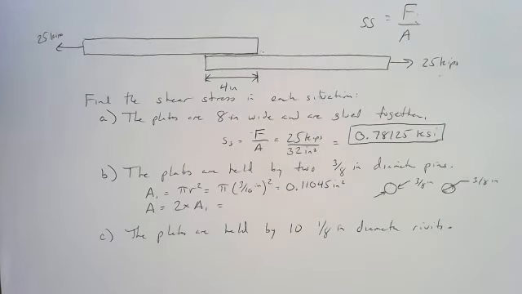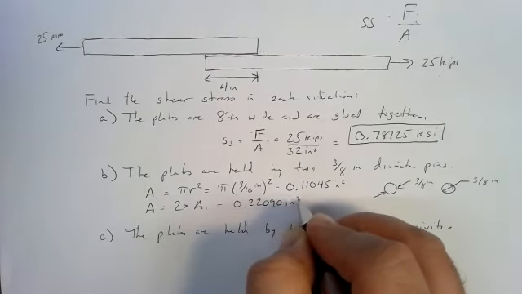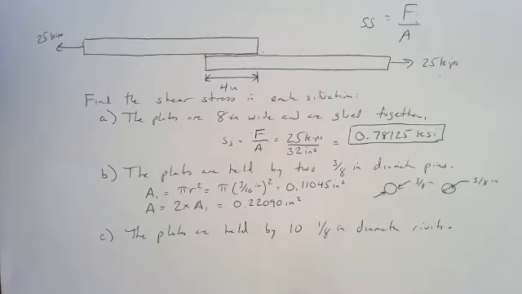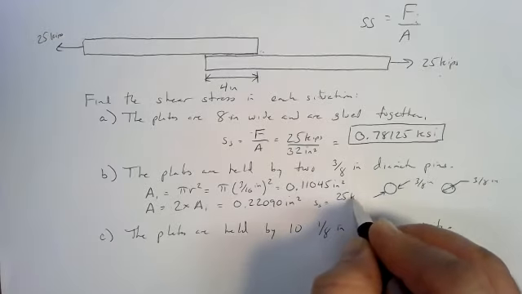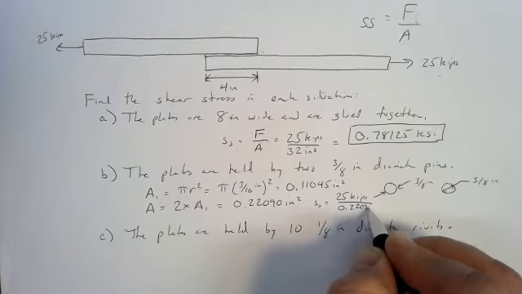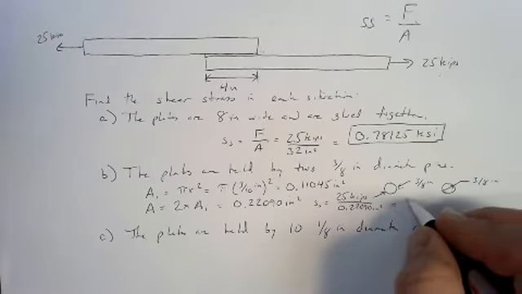So we'd multiply that by 2. So we have 0.11045 times 2. So we get 0.22090 square inches. Now the shear stress is force divided by area. So we've got our shear stress, that's force of 25 kips divided by an area of 0.22090 square inches. And according to the calculator, that's 113.17 KSI.